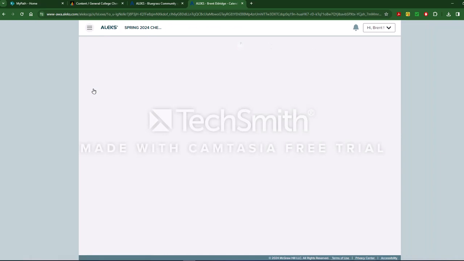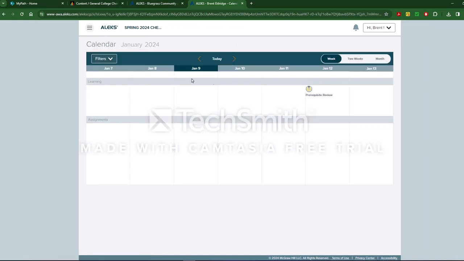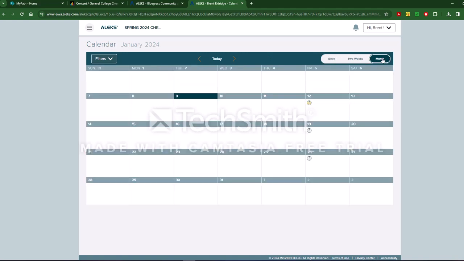Let's look at the calendar just quickly to see what that looks like. The calendar tells you when the prerequisite review is done for this week. And if you want to advance to the next week, I know that we've already posted chapter 1, so that tells you chapter 1 is due on January 19th. And chapter 2 is on the 26th. So you can use the calendar. If you want to put the month up there, you can do that and see when things are due.